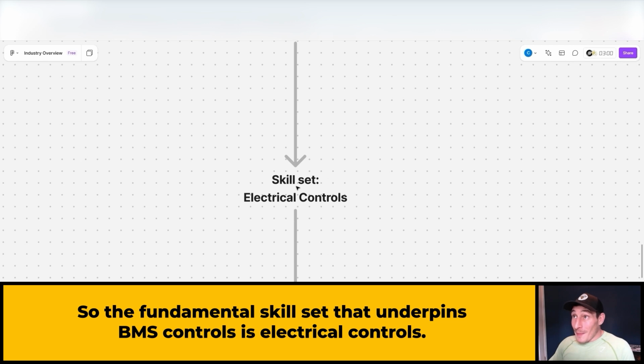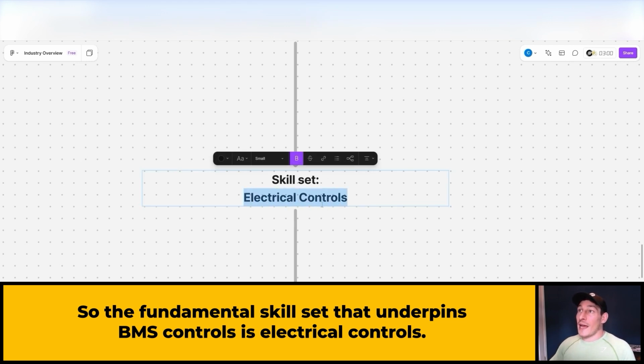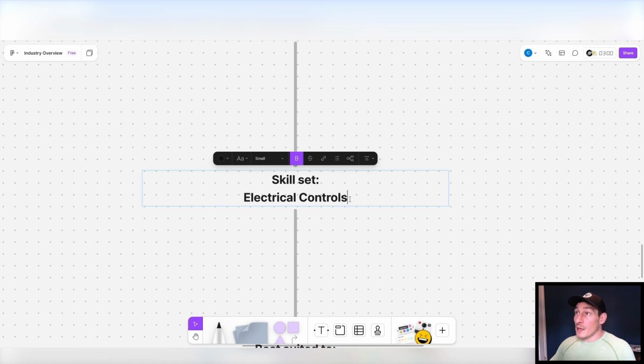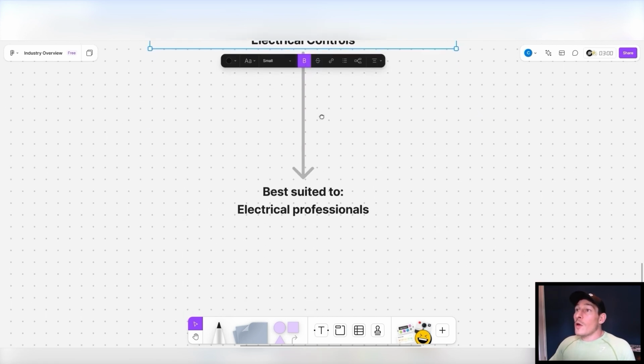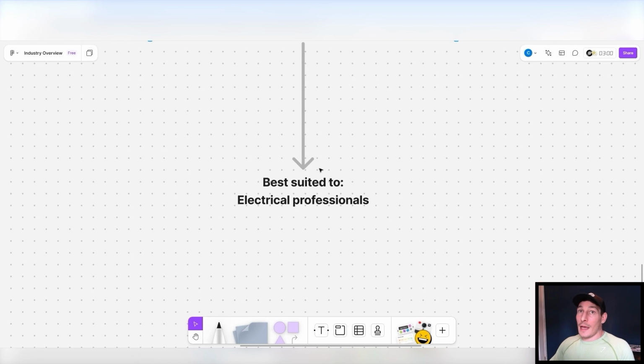Okay, so the fundamental skill set that underpins BMS controls is electrical controls. This is the profession, the skill set, that will help you the most as a foundational skill set and understanding: electrical controls. The key thing there is to recognize that it's electrical. So who is this profession, and this sector, the BMS sector, best suited to?